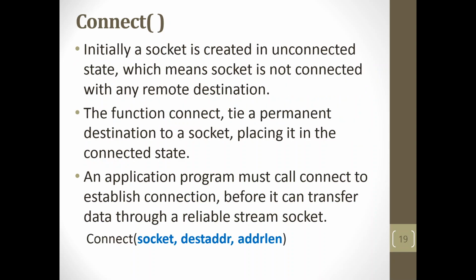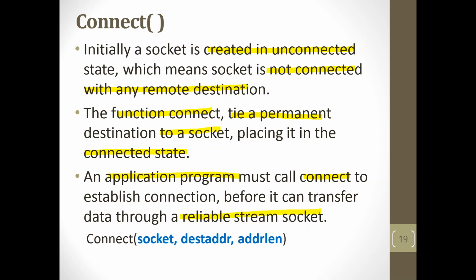Initially, a socket is created in unconnected state, which means socket is not connected with any remote destination. The function connect ties a permanent destination to a socket, placing it in the connected state. An application program must call connect to establish connection before it can transfer data through a reliable stream socket.